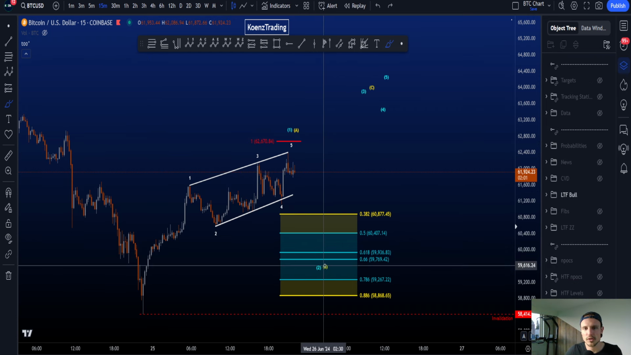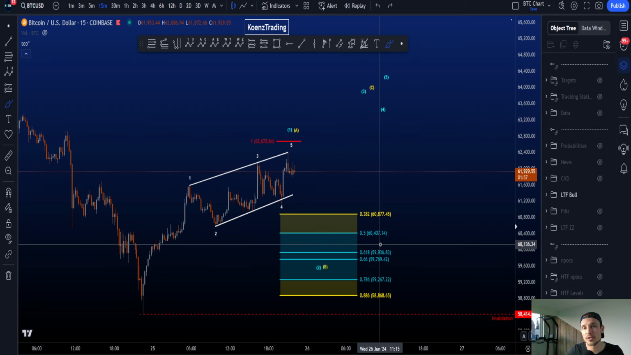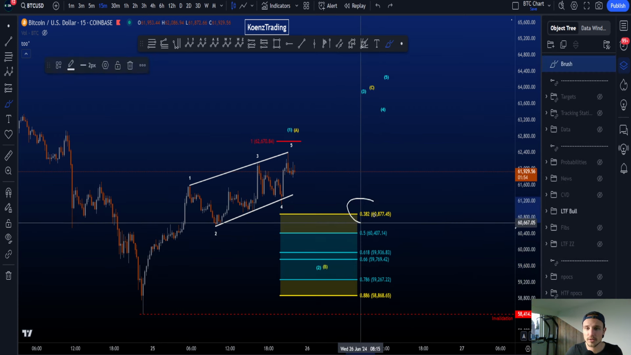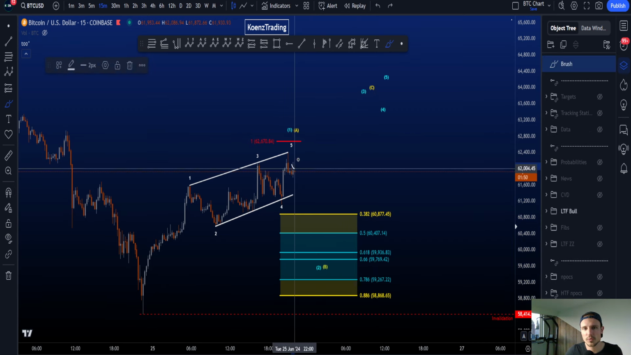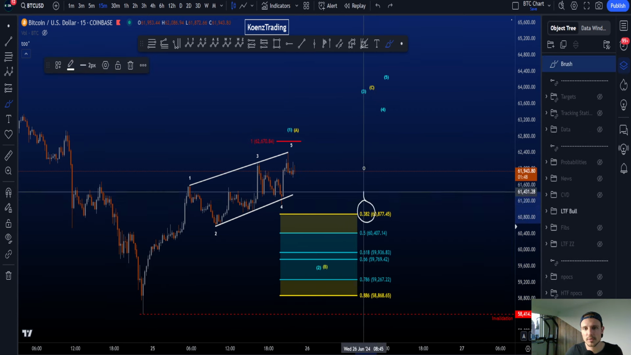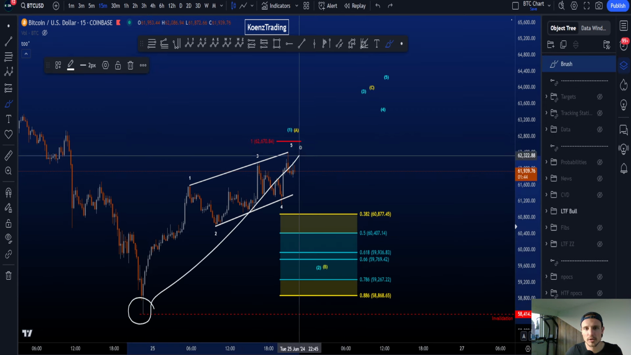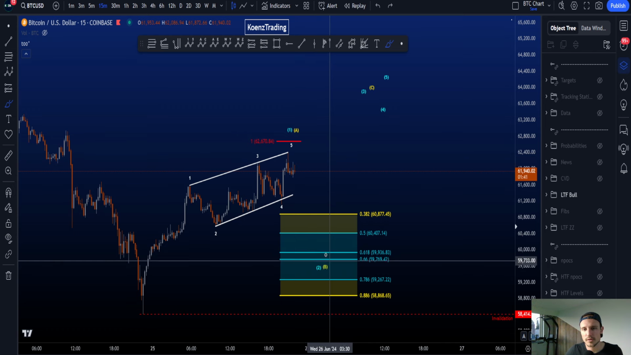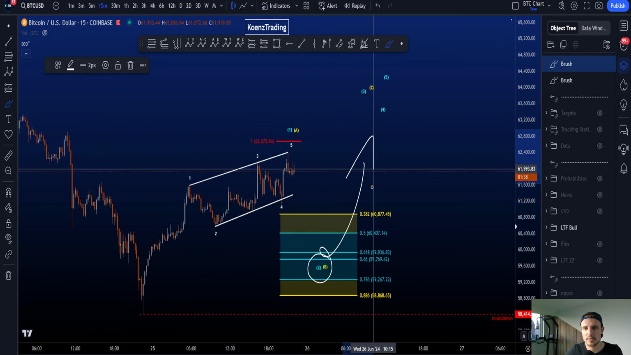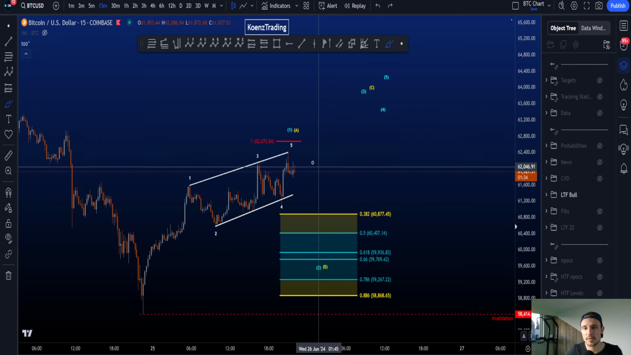Now the common target for a wave 2 is between the 0.5 and the 0.786, and the common target for your wave B is between the 0.382 and the 0.886. If price moves towards the upside, these fibs will move towards the upside as well, because the fibs are taken currently from the low to the current high that we have on the chart. Now, after wave 2 or B, we are then looking for a continuation to the upside in either a wave C or a wave 3.